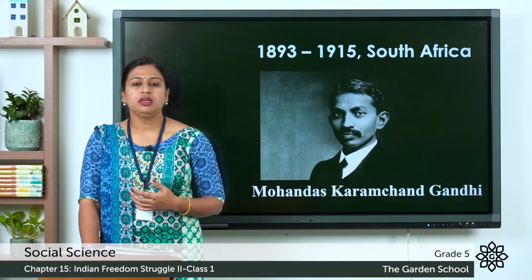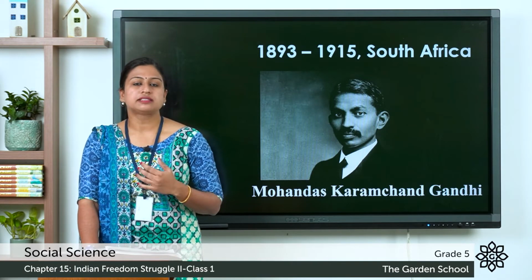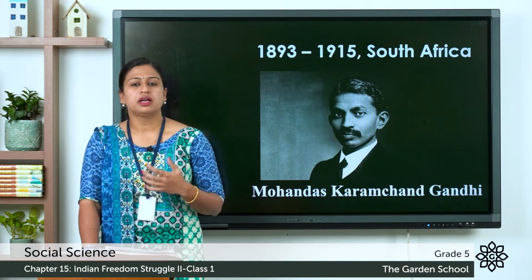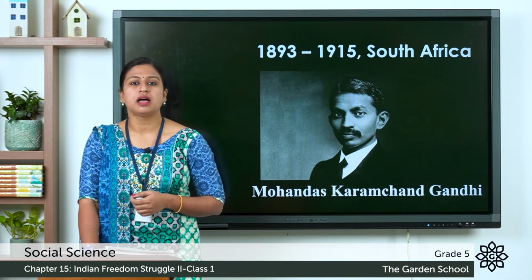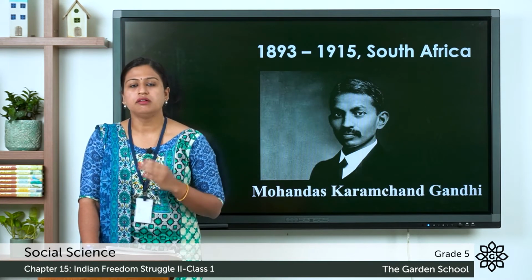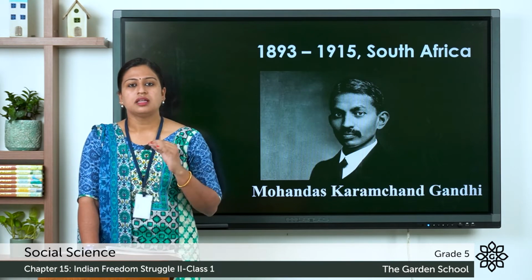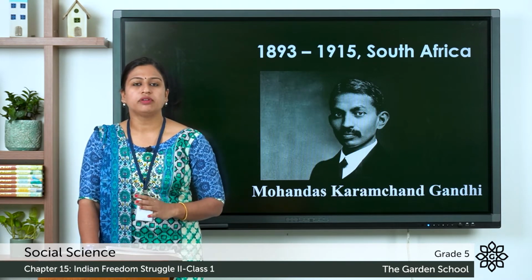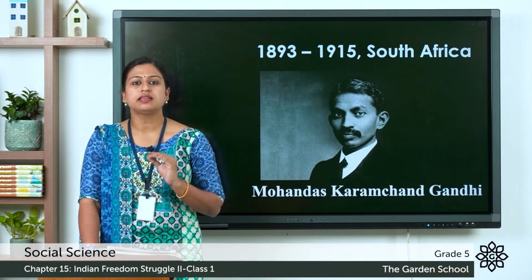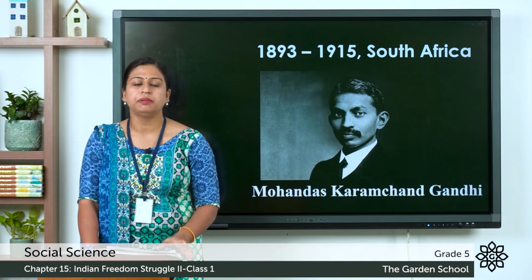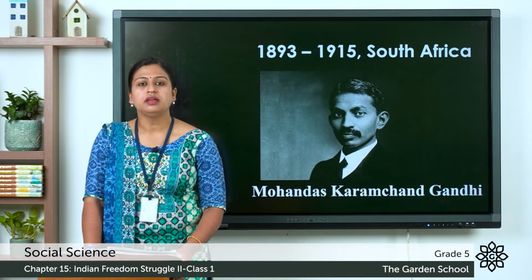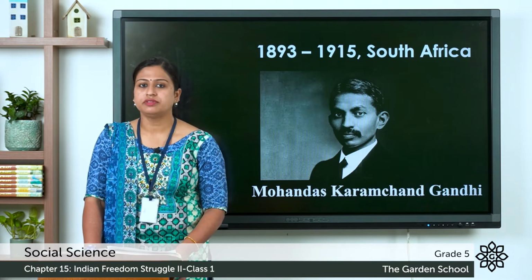One day, he travelled by train in a first class compartment in South Africa. At that time, a British ticket checker came to Mahatma Gandhi and asked him to move out from that first class compartment, as this compartment was only meant for the Britishers. Mahatma Gandhi refused to do so because he had a first class compartment ticket. But the ticket checker didn't listen to him and pushed Mahatma Gandhi out of the train.